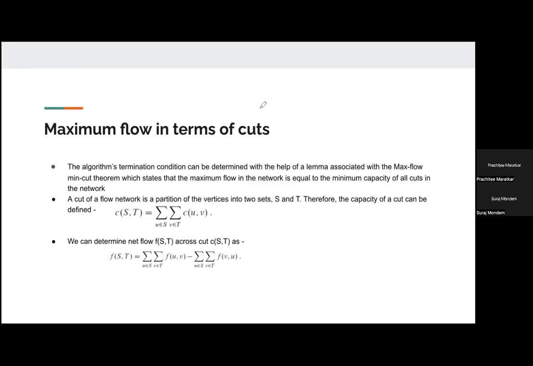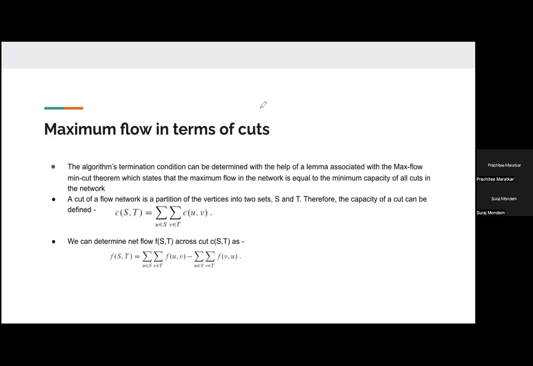Another key concept is related to the maximum flow, minimum cut approach. As we know, the Ford-Fulkerson algorithm repeatedly augments the flow along augmenting paths until it has found a maximum flow. Therefore, a flow can be called maximum if and only if its associated residual network has no augmenting paths left. We can use the maximum flow minimum cut theorem, which states that the maximum flow in a network equals the minimum capacity of all the cuts in the network. And this can be used to define the algorithm's termination condition and find the maximum flow by finding the least cut.